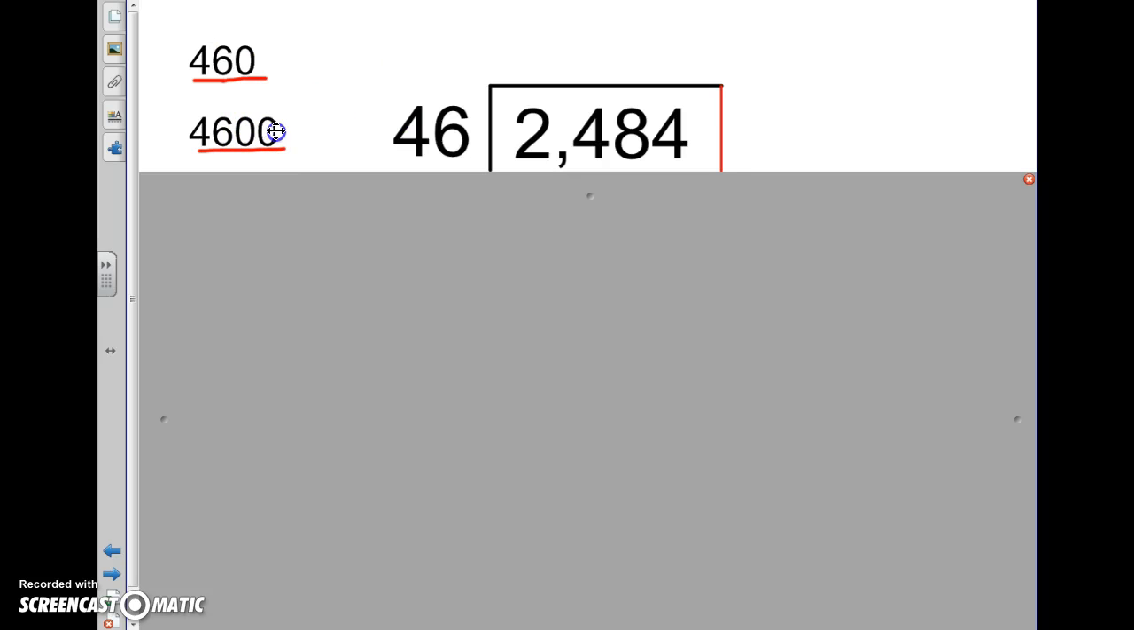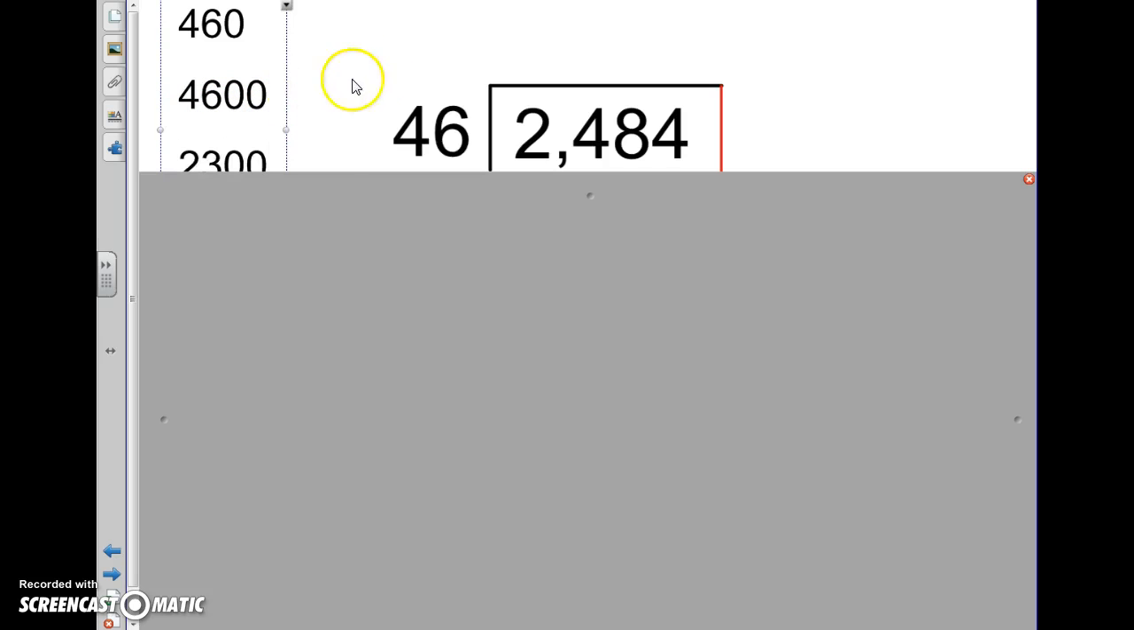But something that I can do, and we're always thinking about the relationships of numbers here, right? If the 100th multiple is 4,600, knowing the relationships of numbers, I know that the 50th multiple is half of the 100th multiple, right? Because I know that 50 is half of 100. So that means that half of 4,600 would give me 2,300. So that's going to be the 50th multiple, right?